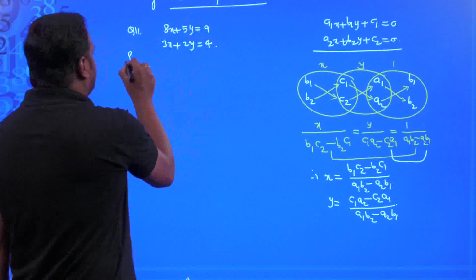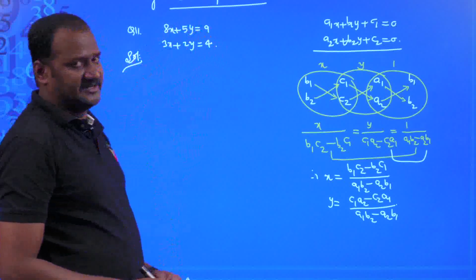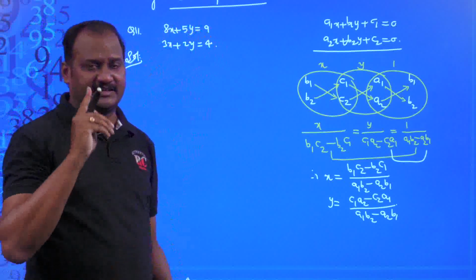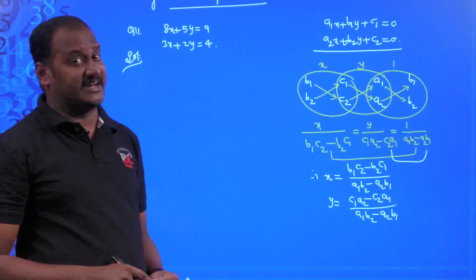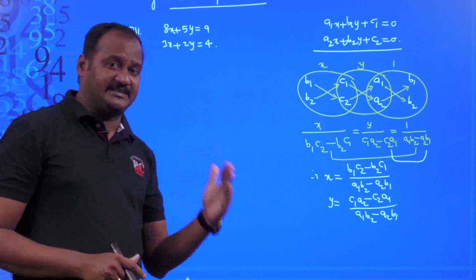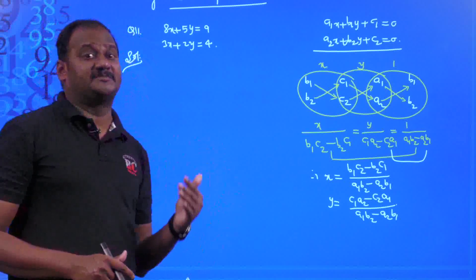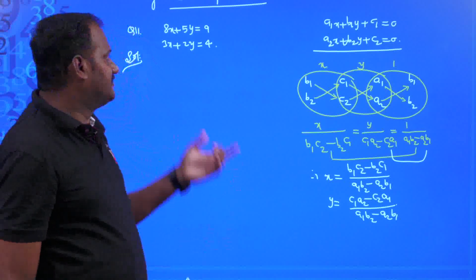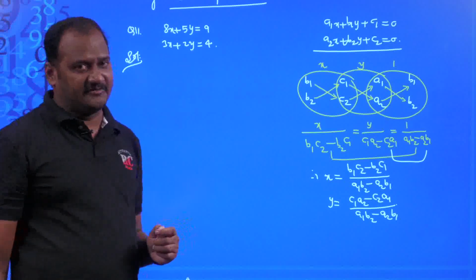Okay. So, while solving this pair of linear equations by this cross multiplication method, make sure that both the linear equations are in the standard form, meaning a1x plus b1y plus c1 equal to 0, a2x plus b2y plus c2 equal to 0. Are our equations in the standard form?